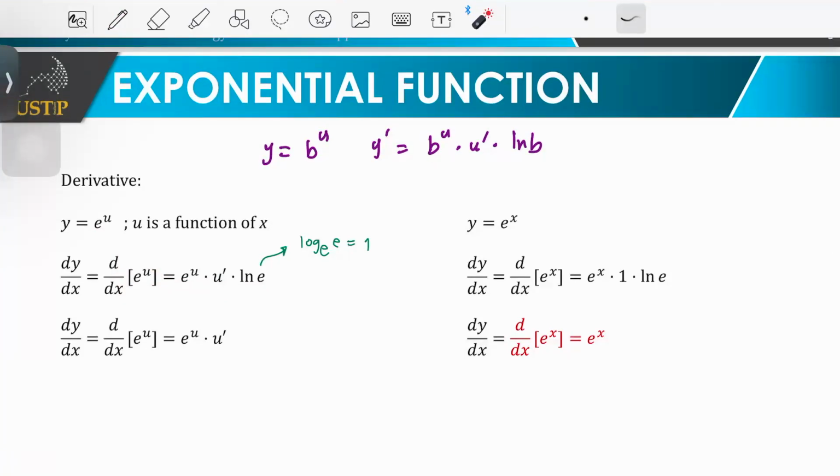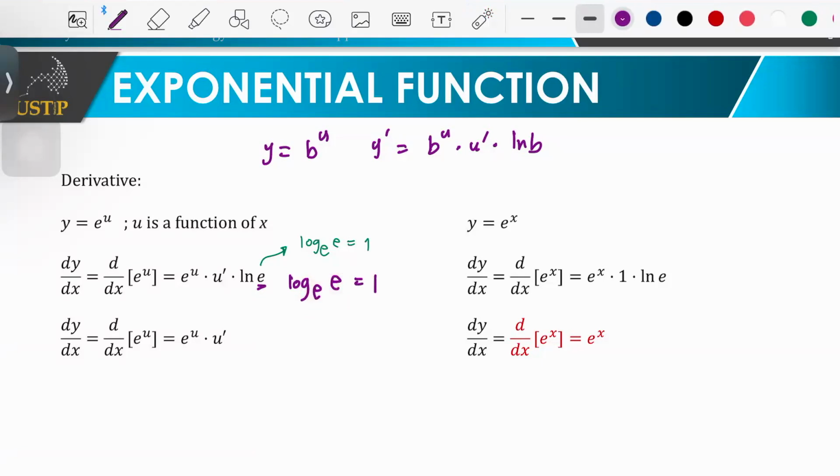Now, karon class, ln e, if inyo na i-calculate, is just equal to 1. Kay di ba, when you say ln, that is log base e. Okay? Now, e pud na siya dira. So, ang pangutana, unsa man nga exponent sa e para mahimo siyang e? Nga naman ang pag-interpret nato sa logarithmic function, di ba? The answer would be 1.